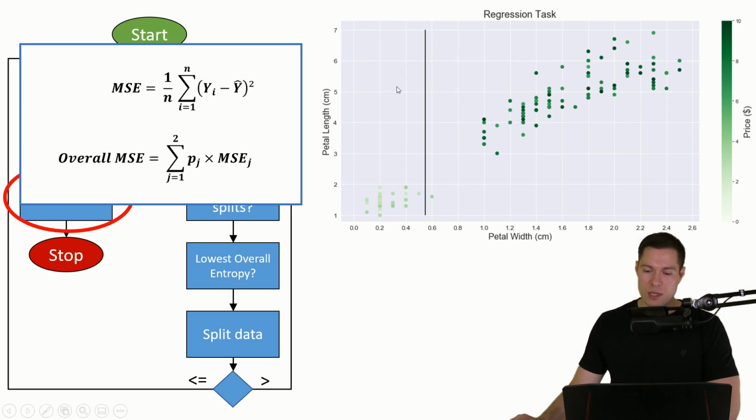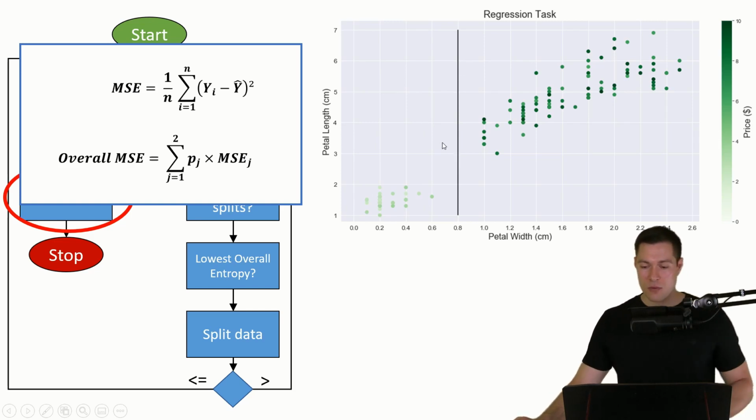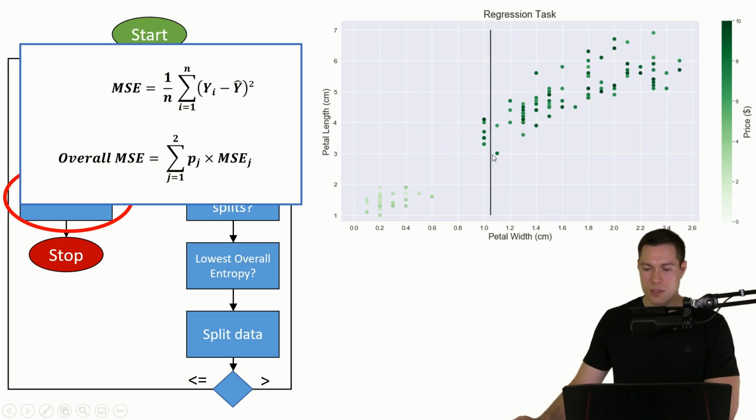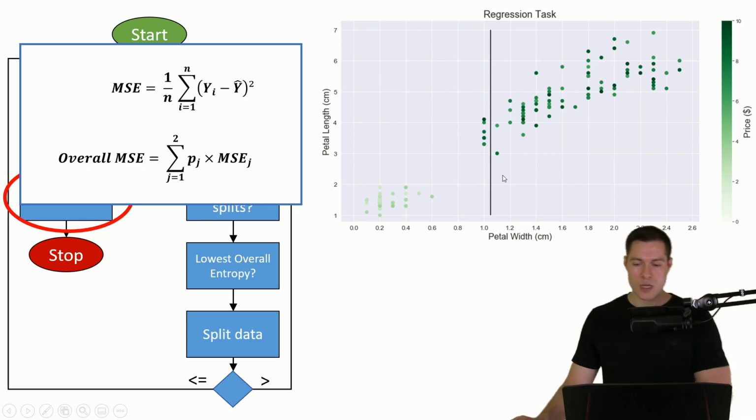So the overall mean squared error of this split is going to be higher than it was for this one. And the same kind of thing happens when we move the split to the right. Only here, obviously, the mean squared error of the left side increases and the mean squared error of the right side stays the same.